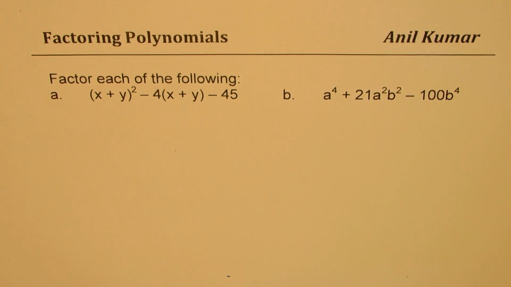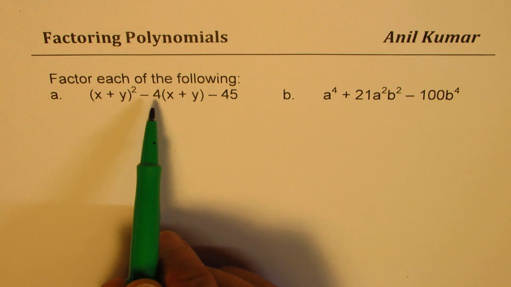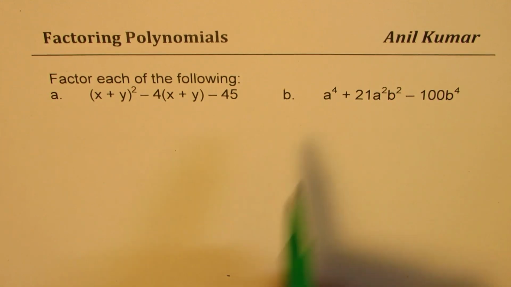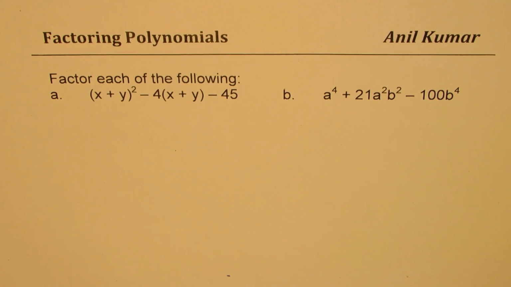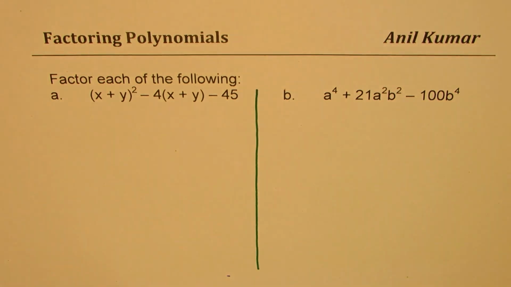We need to factor each of the following: (x + y)² − 4(x + y) − 45, and a⁴ + 21a²b² − 100b⁴. I would like you to pause the video, answer this question and then look into my suggestions, right?